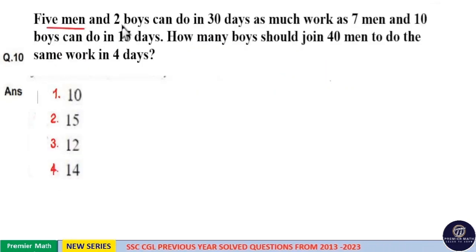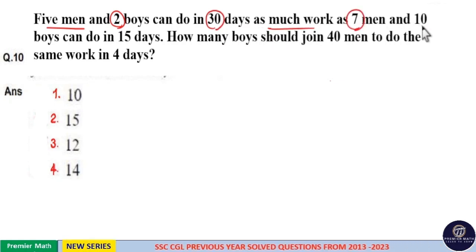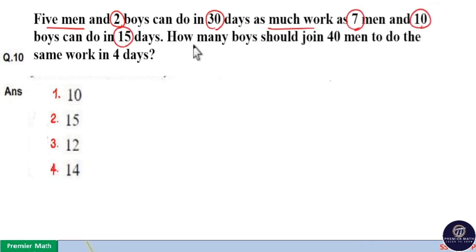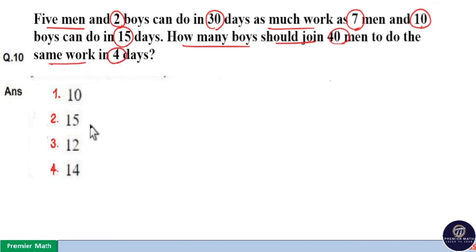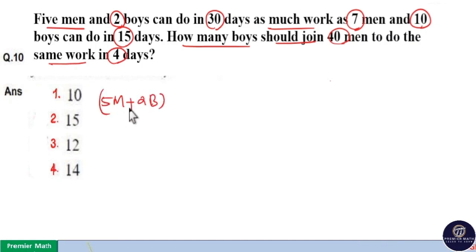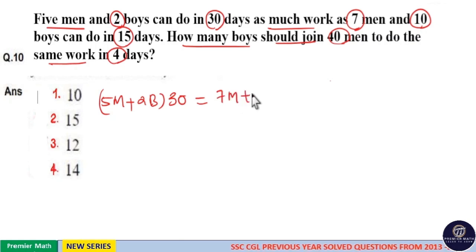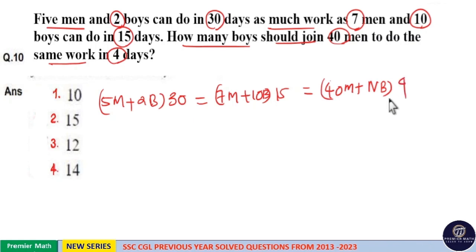5 men and 2 boys can do in 30 days as much work as 7 men and 10 boys can do in 15 days. How many boys should join 40 men to do the same work in 4 days? Here 5 men and 2 boys can complete a work in 30 days. Now the same work can be done by 7 men and 10 boys in 15 days. Now the same work can be done by 40 men and some number of boys. I'll take it as n number of boys in 4 days.